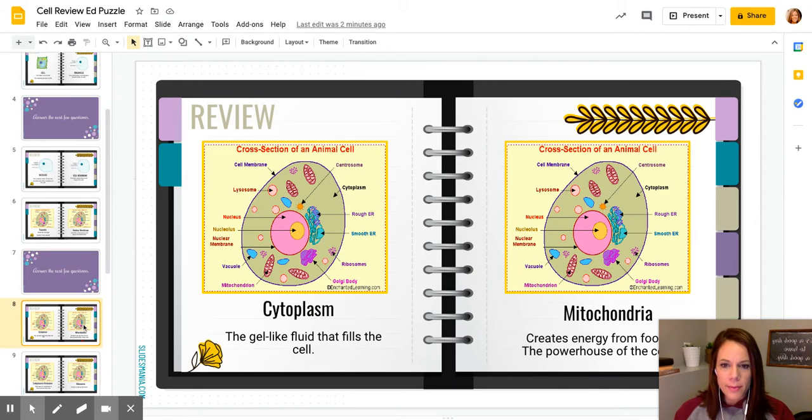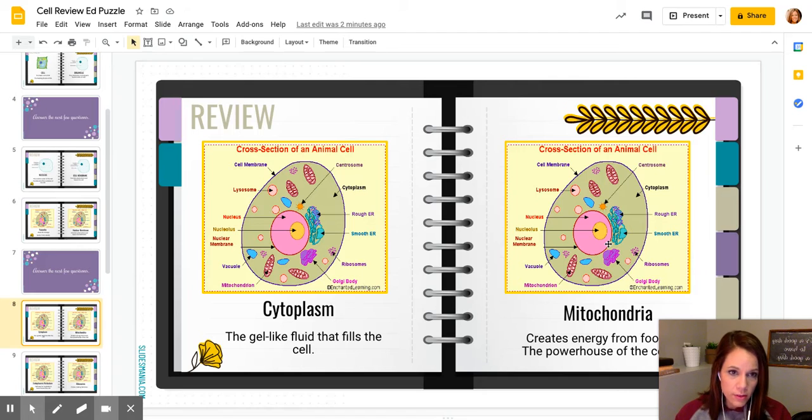Here we go, cytoplasm. Cytoplasm is the gel-like fluid that fills the cell. So in this picture here, it would be all this kind of olivey green color here. Again, if there was no cytoplasm, everything would just kind of collapse in on itself. So it gives the cell that structure.